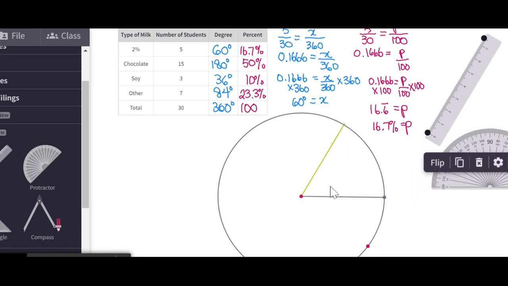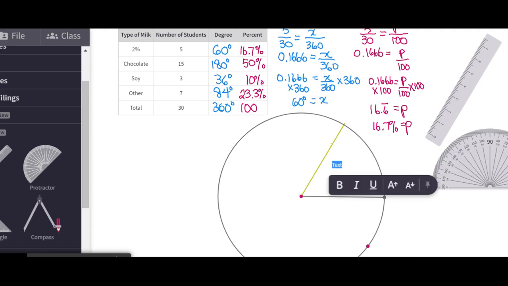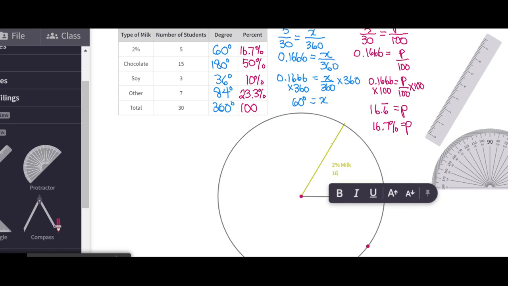And then this section is how much 2% takes up. So from here, you have to type it in, 2% milk. And then at the bottom, you actually need to write down how much of a section it takes up. Well, it takes up 16.7%.